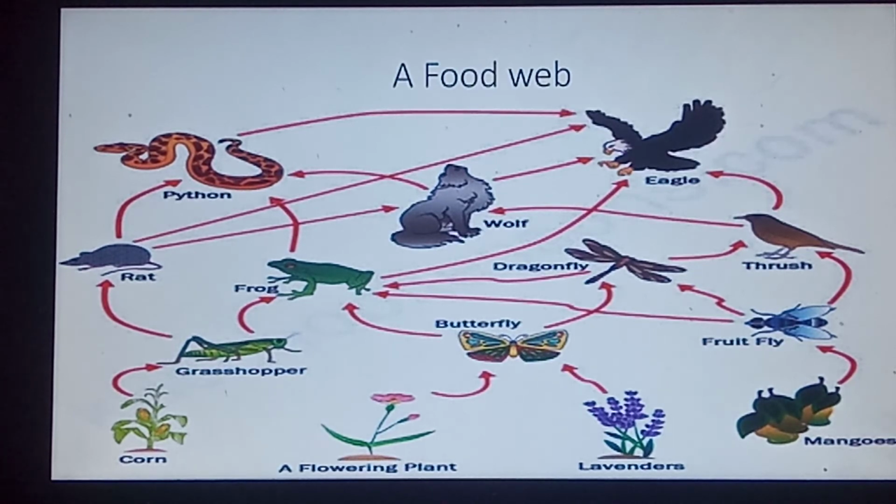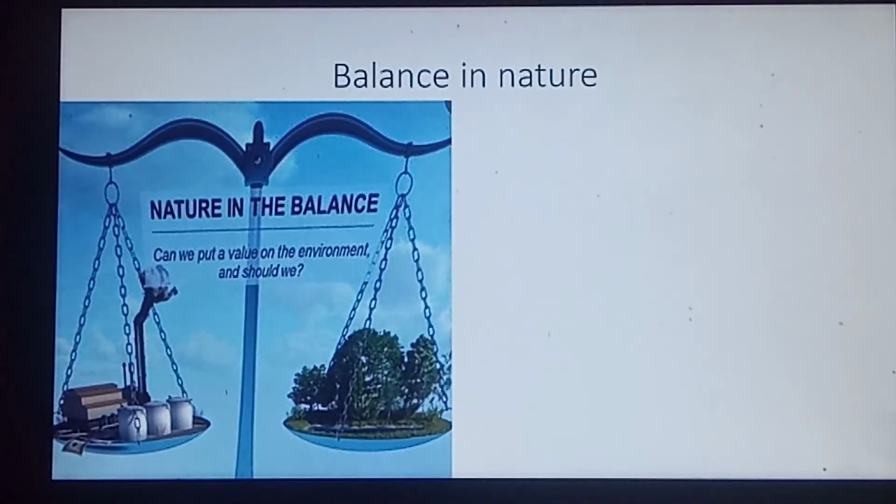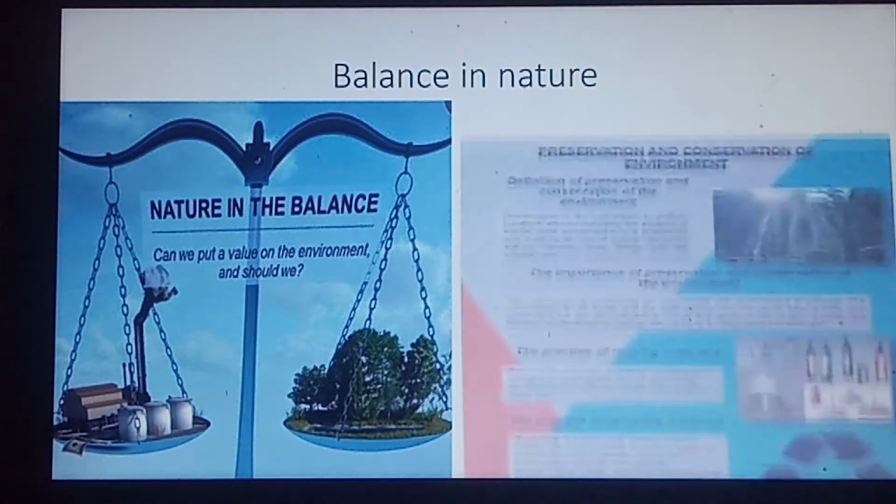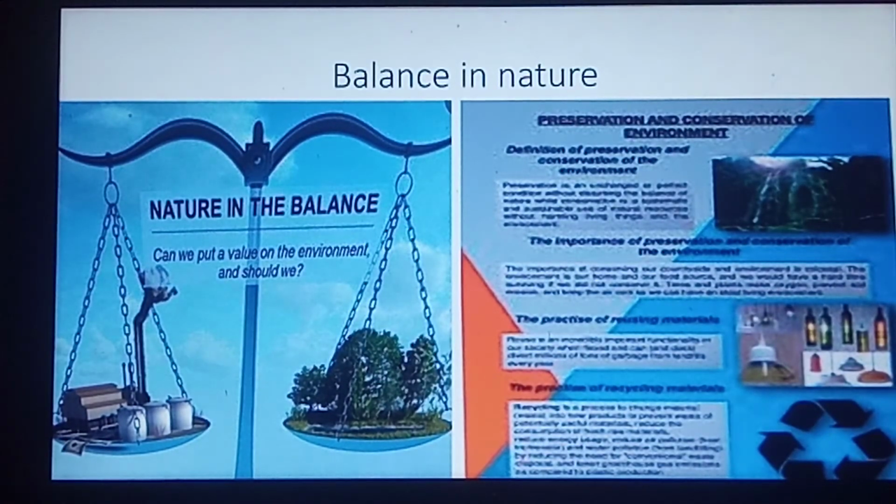Now, balance in nature. Suppose all peacocks are removed from the earth. What will happen to the snake population? Naturally, their number will increase. More snakes will eat more frogs, and the population of frogs will decrease. This will cause an increase in the grasshopper population. They will eat more plants, including crops, and there will be a food shortage. Even humans will be affected by this.